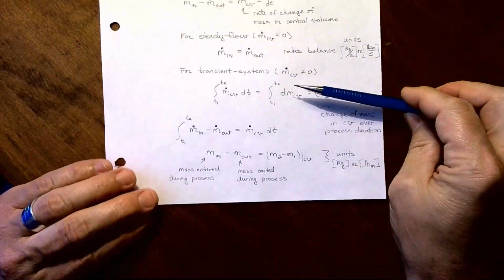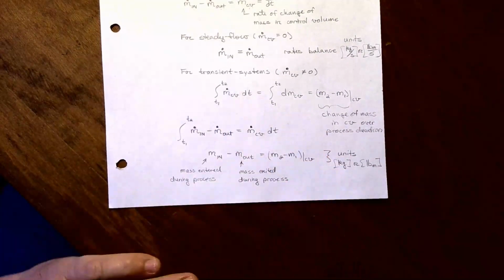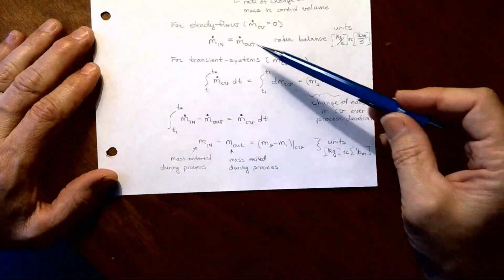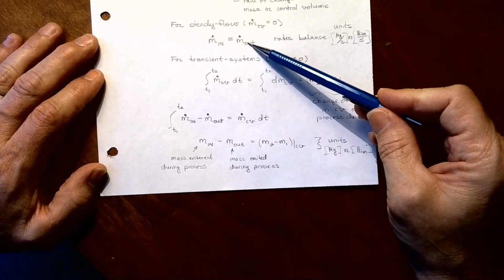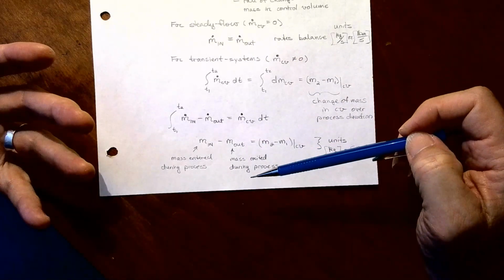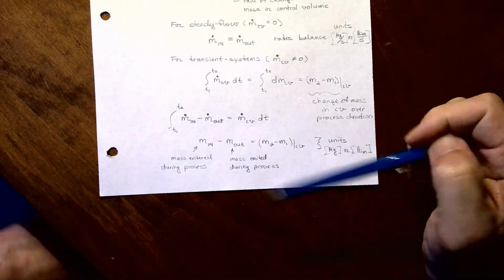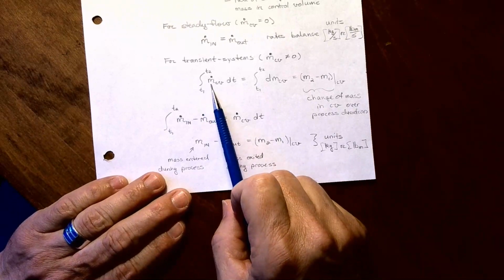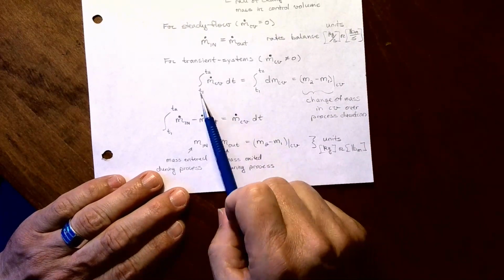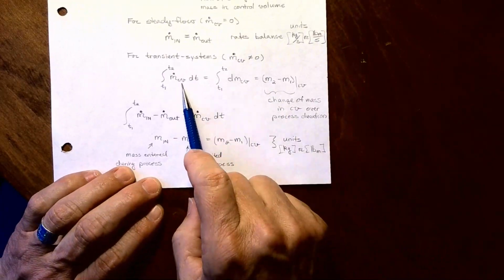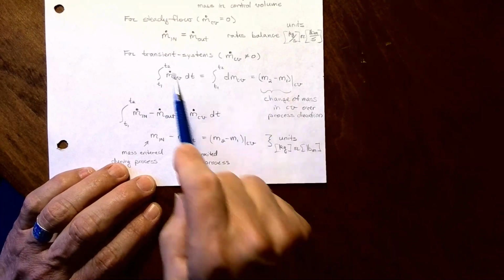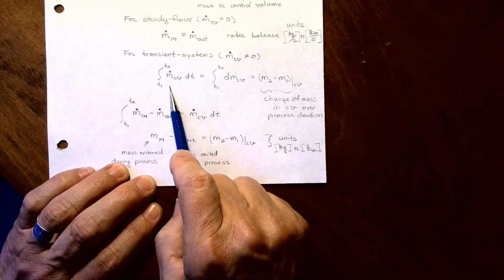Let's consider alternatively if we had a transient system, well, that would indicate that we had more mass in the system at one time than another time. To evaluate transient systems, rather than considering an instantaneous rate, we're going to consider the accumulated effect during the duration of a process. So we're going to integrate over time. Let's integrate m dot CV over time, and we will end up with the rate at which it's changing integrated over time equals m2 minus m1. You can think of this as dm control volume dt.